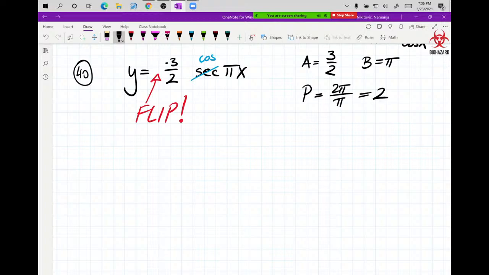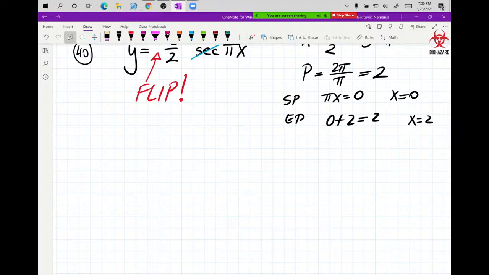My start point is going to be pi x equals 0. Well, x equals 0. And my end point is 0 plus 2 equals 2. So x equals 2 is the end point. Wow, this is actually really easy. Now, leave yourself more room than what you had with sines and cosines, because the graphs are going to go out of those bounds.